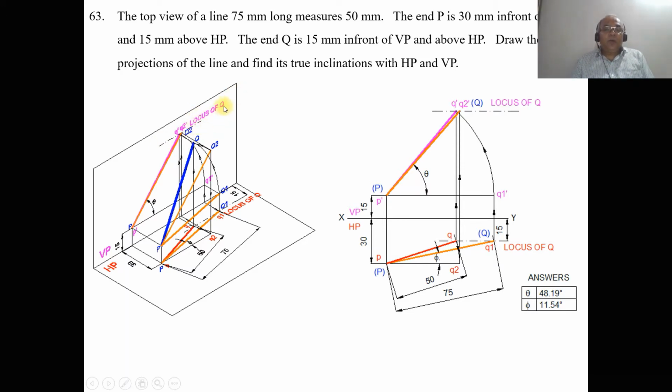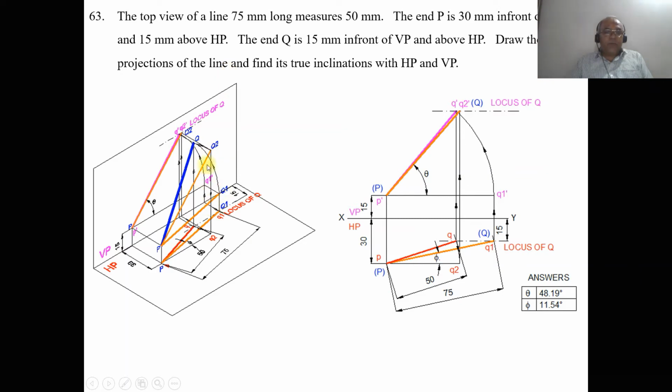So now you have the locus of Q in the front view, and write it as locus of Q. Then what we need to do is find out the true length in the vertical plane. To find the true length in the vertical plane, take P and Q, the line which is in space. With P as center, taking the radius of PQ, rotate that line in space so that both capital P and Q2 are in front of VP by 30 mm.